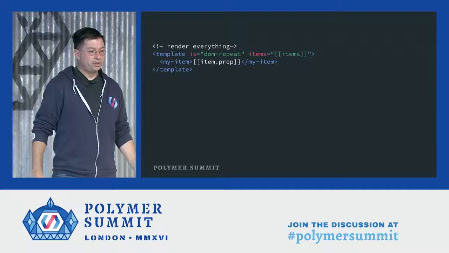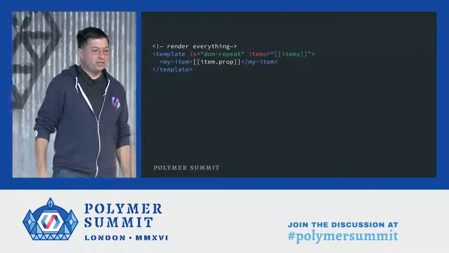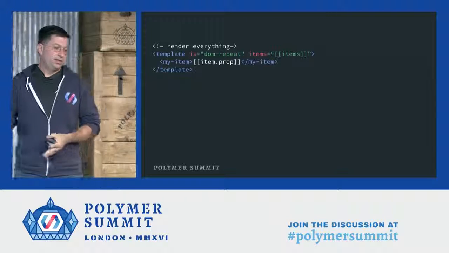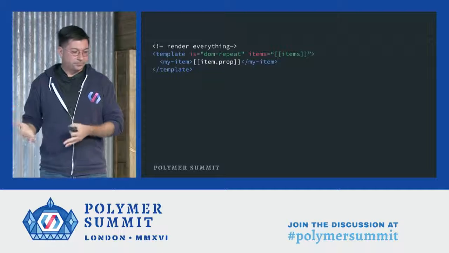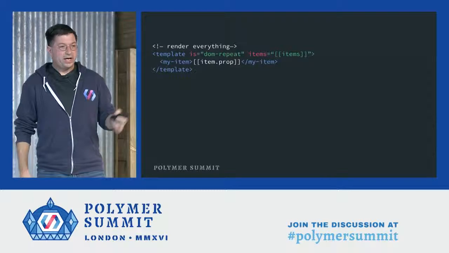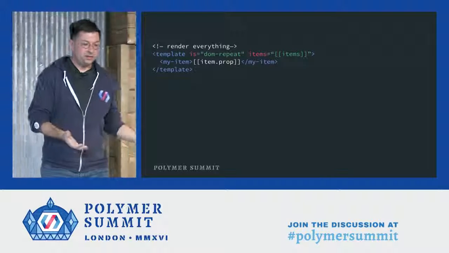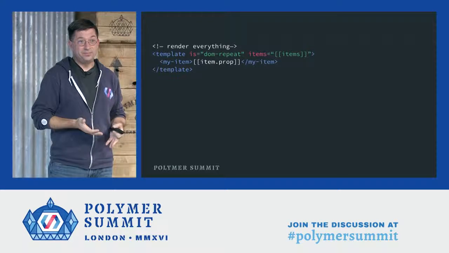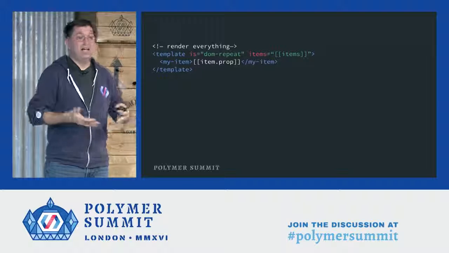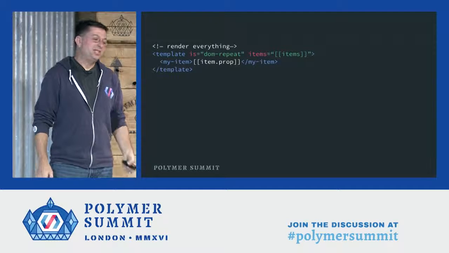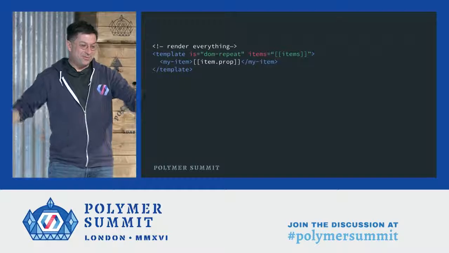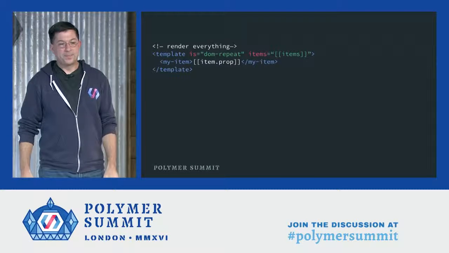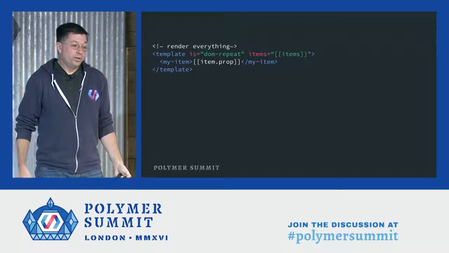So you're probably familiar with Polymer's DOM repeat element. It renders a version of this template for each, in this case, element in the items array. And if that array has, say, 1,000 items in it, then we're going to get 1,000 stampings of, in this case, this my item element before anything is rendered to the screen. So if the my item element has any complexity at all, this is very likely just going to take too long. So what do we do?